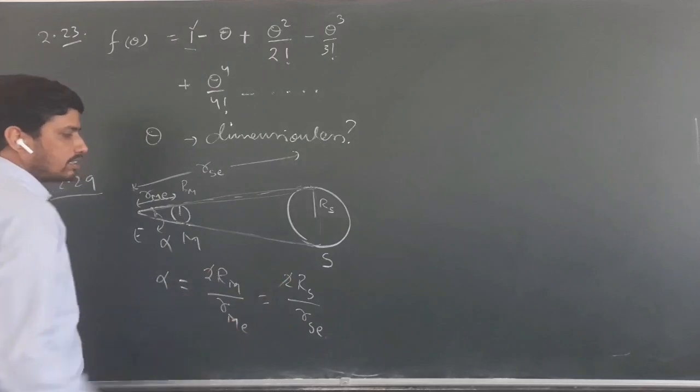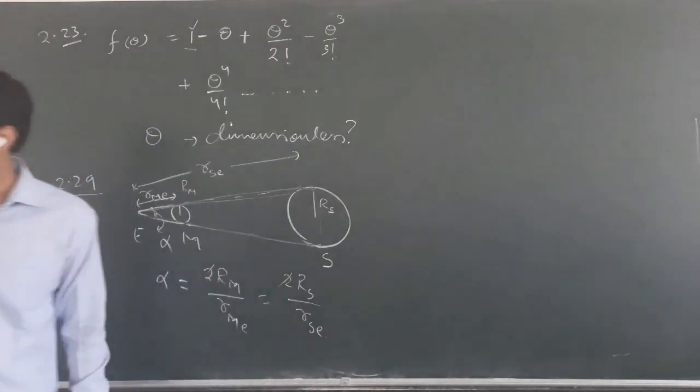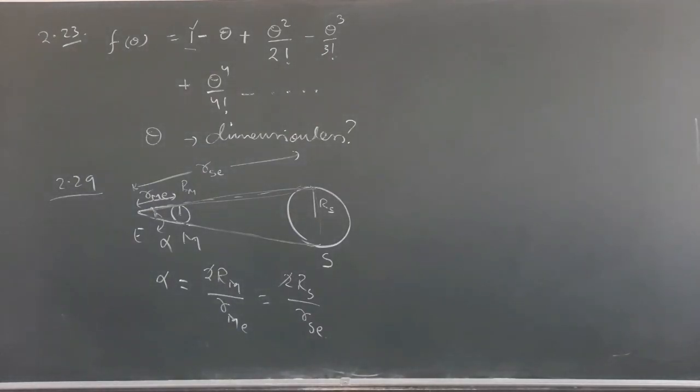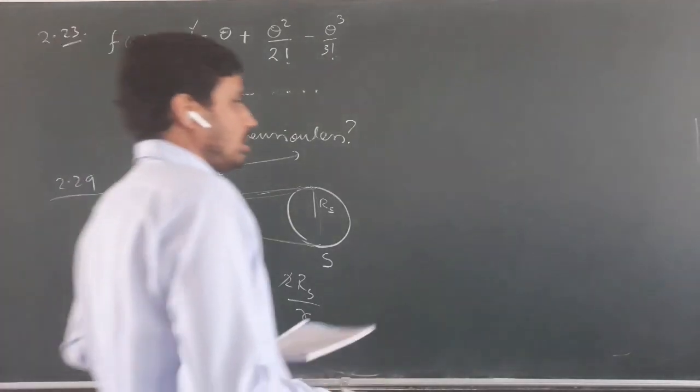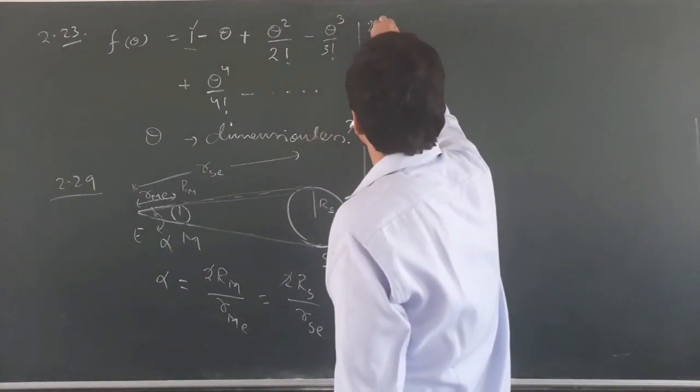So 2 will cancel. This is the relation: Rm by Rme is equal to Rs by Rse, where the symbols have the meaning which I have discussed. Next, I will discuss 2.30.